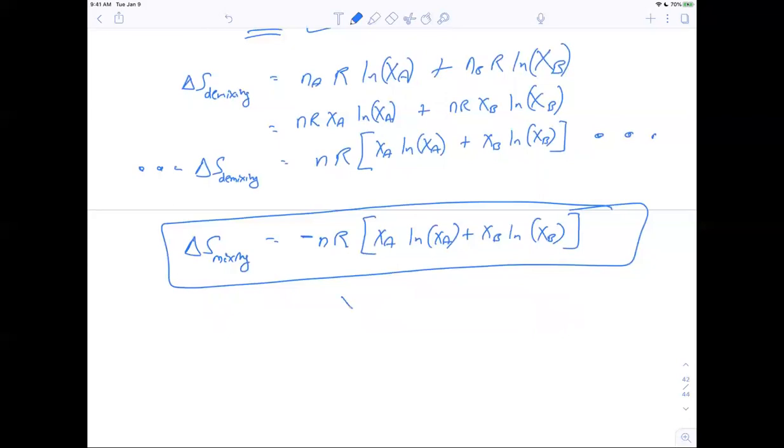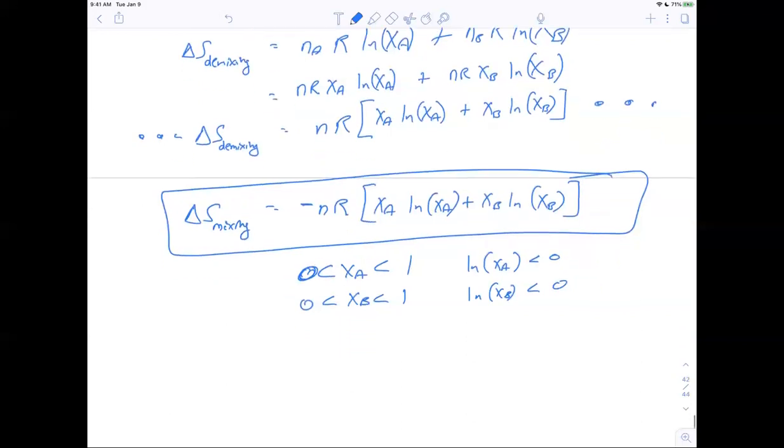And we see here that since XA goes from 0 to 1, and likewise for XB, natural log XA is going to be negative, and natural log XB is going to be negative. Therefore, that negative sign in front, when multiplied by the negative signs that come from each of these terms in the summation, is going to lead to a positive value. Which actually makes sense, because delta S of mixing will be greater than 0. And this is exactly what we anticipated, because we know that the mixing process is irreversible.